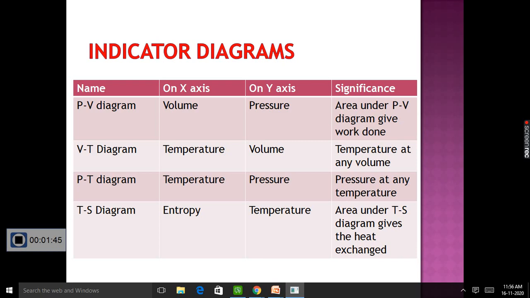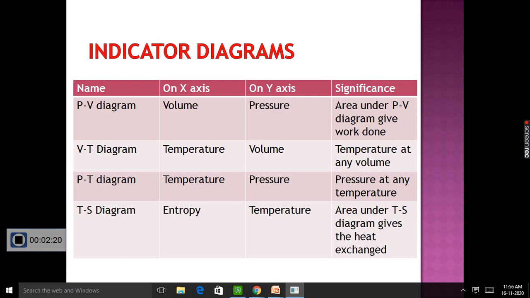We can represent the change of state of a thermodynamic system by plotting pressure and volume, or by plotting volume and temperature, or by plotting pressure and temperature, or by plotting temperature and entropy. Each of these indicator diagrams has its own significance.